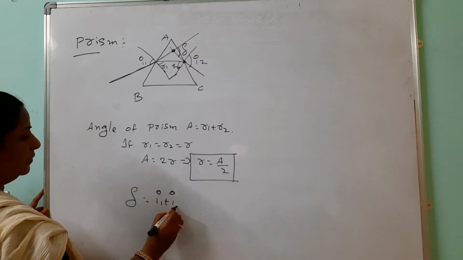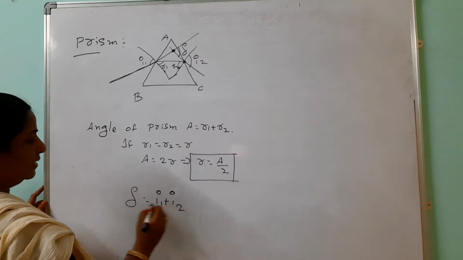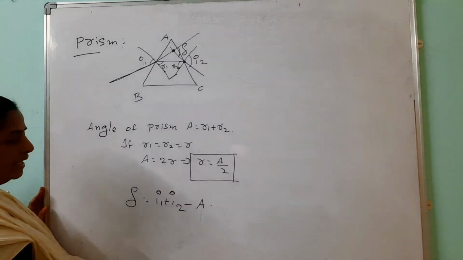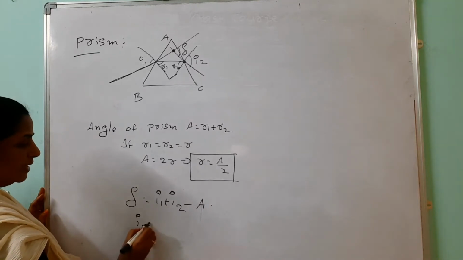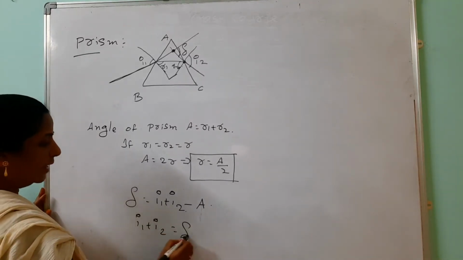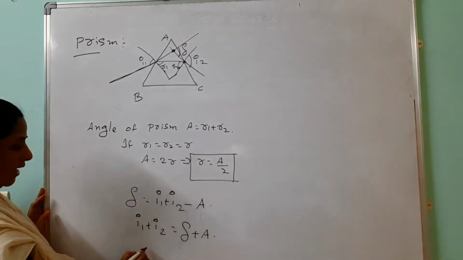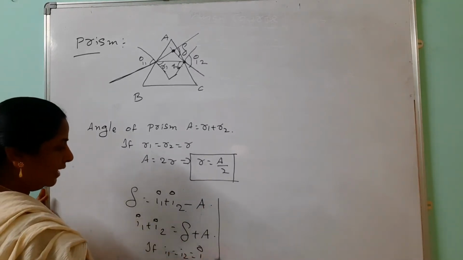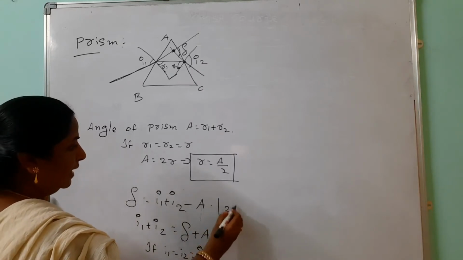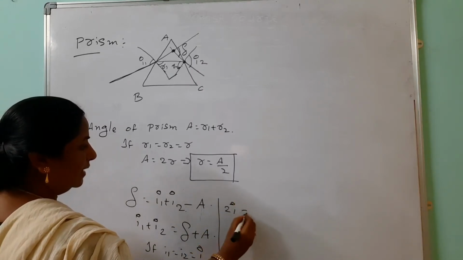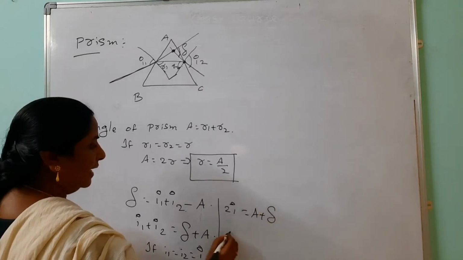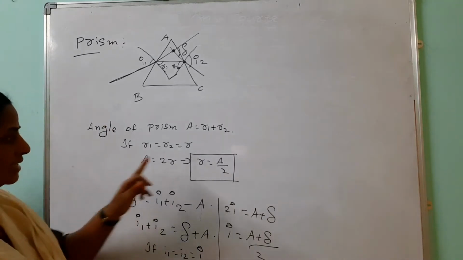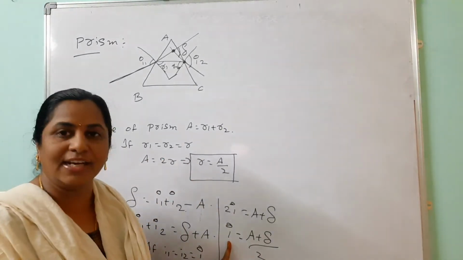So the angle of deviation is I1 plus I2, where this is the angle of incidence, minus the angle of the prism. This is the angle of deviation. From this, I1 plus I2 equals delta plus A. Then if I1 equals I2 equals I, you can get 2I equals A plus delta. Then I equals (A plus delta) by 2. Don't confuse, this is the angle of refraction and this is the angle of incidence.